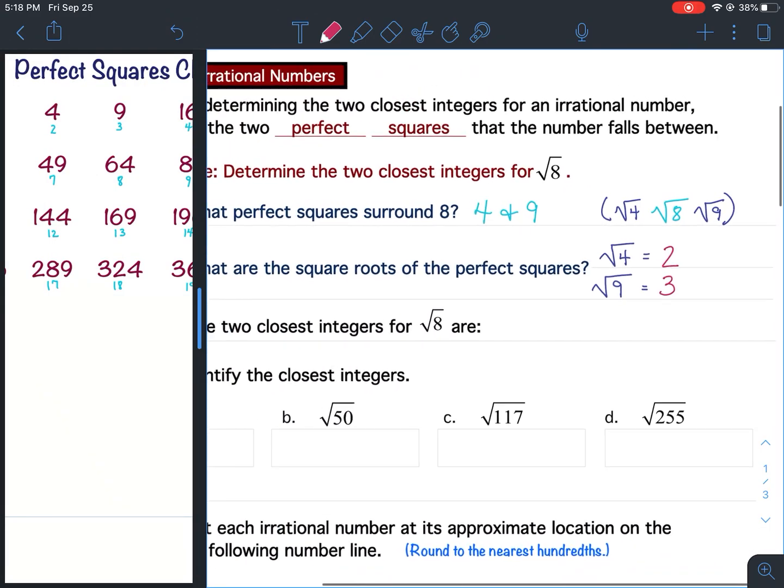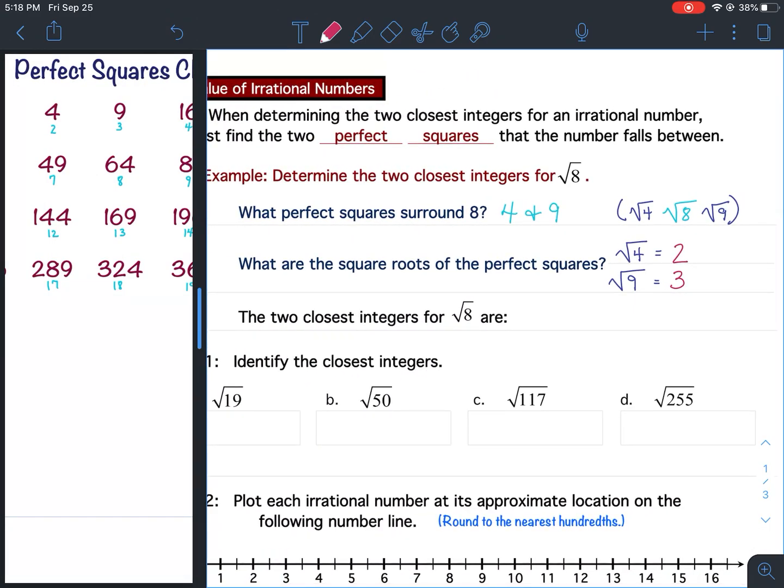So what are the closest integers for the square root of 8? What two integers does the square root of 8 fall between? It falls between 2 and 3.